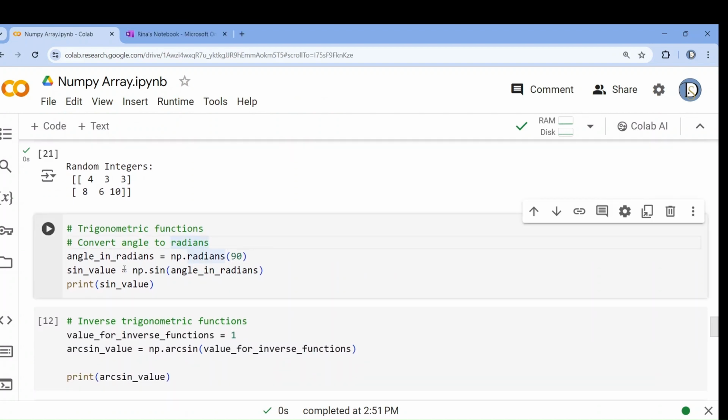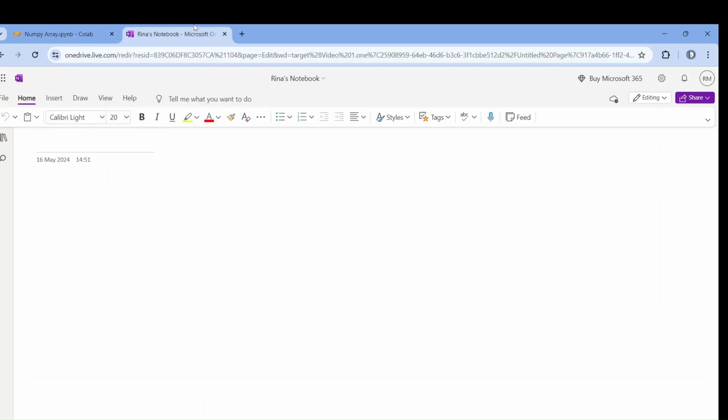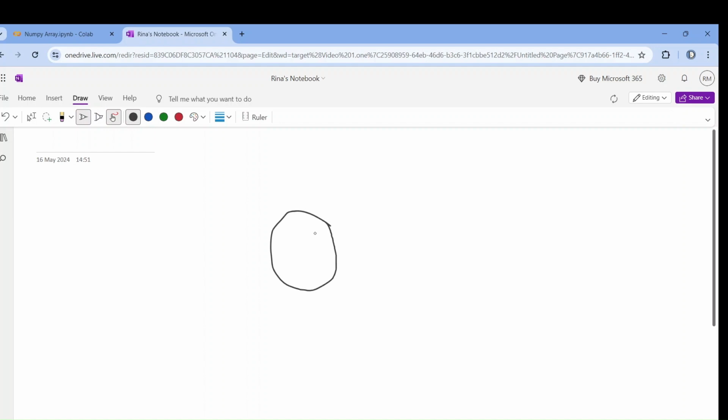First, how we can convert an angle to radians? Let me show you first. Suppose I draw a circle. Consider this as a circle, please. Now, these are the radius. This is a radius, this is a radius, this radius. Now tell me, what is the angle value? That is 90 degree, or we can say this is pi by 2.